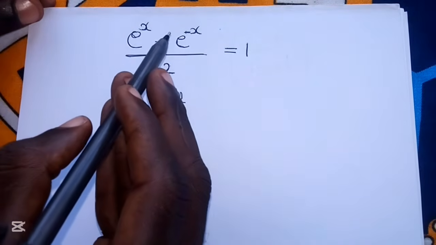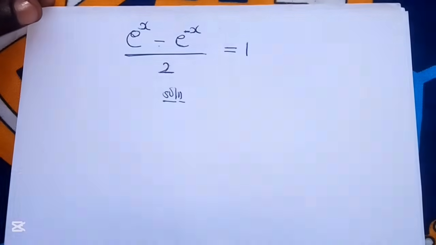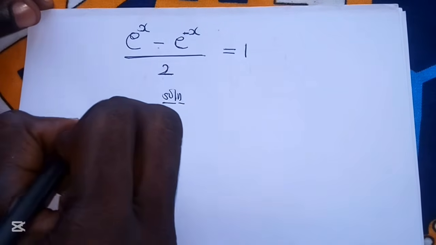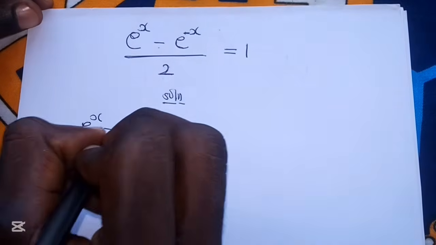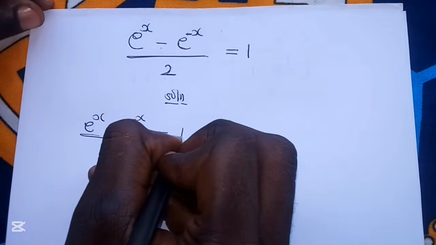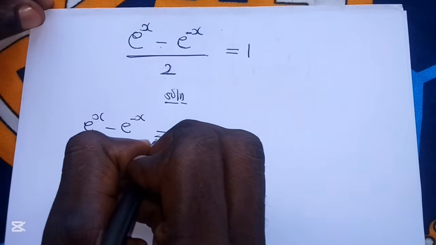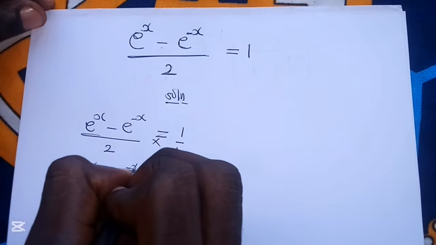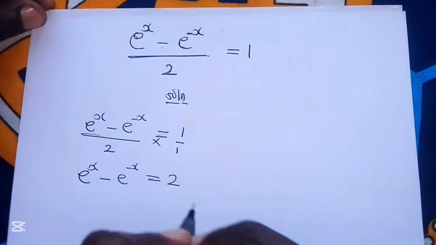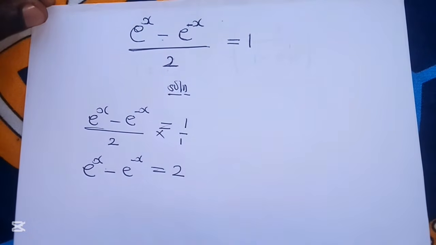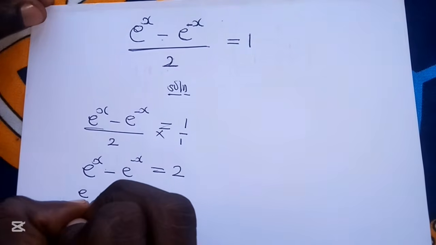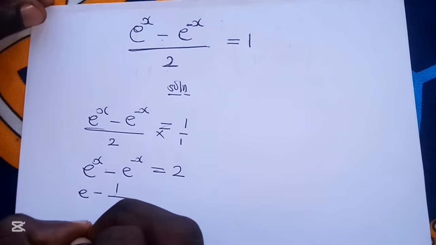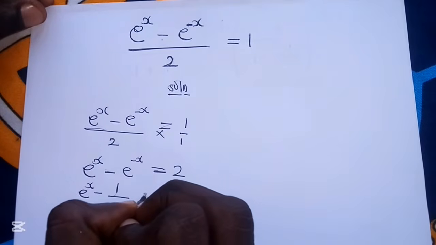This is (e raised to the power x minus e raised to the power minus x) divided by 2 equals 2. Now if we cross multiply, we have e raised to the power x minus e raised to the power minus x equals 2 times 1, this is 2. Now from this point we apply the negative index, this becomes e raised to the power x minus 1 upon e raised to the power x is equal to 2.